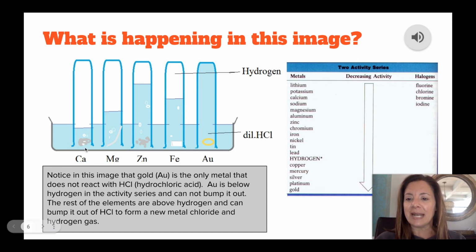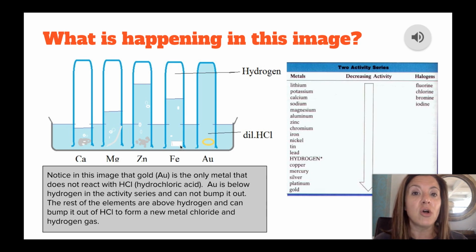So I notice that I get bubbling with calcium, with magnesium, with zinc, with iron. They're all reacting with that solution, except for gold. So not all single displacement reactions are going to work. And this is where we have to bring in what's known as an activity series. Grade 10, I think you just made the assumption that all single displacement reactions occurred.